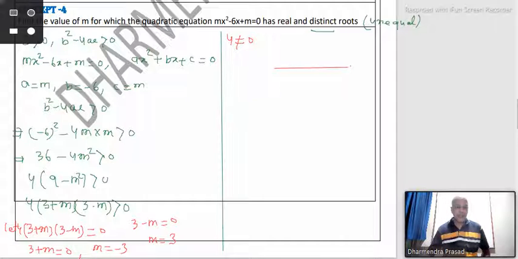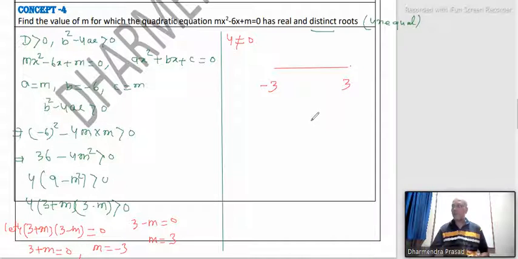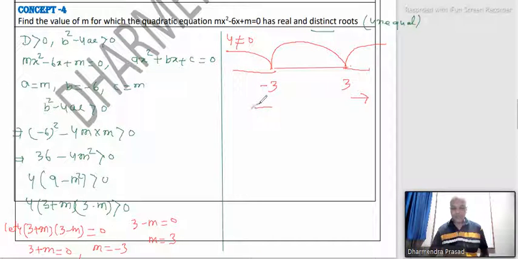In the number line, what you have to do? The smallest number is minus 3. So write down minus 3 here and plus 3 here. On the number line, the right hand side will be the bigger number and the left hand side will be the smaller number. That part is clear. Now divide this into 3 segments. One segment is greater than 3, this side. One segment is less than minus 3, this side, and this is between minus 3 and 3, in between. Put the values plus, minus, plus.